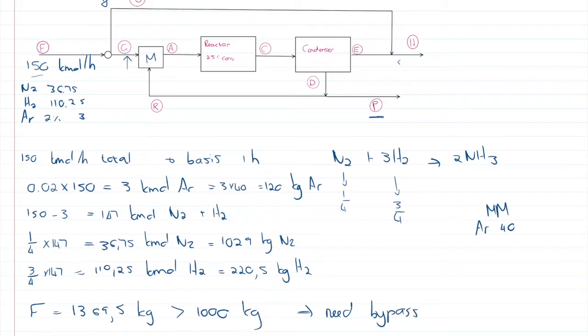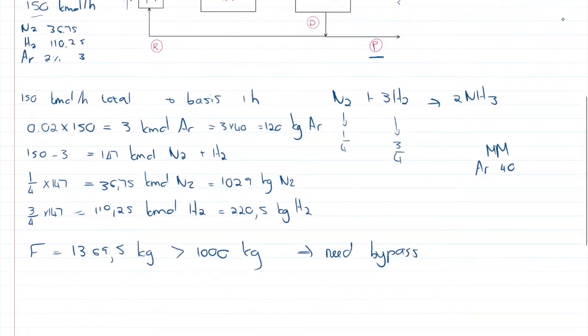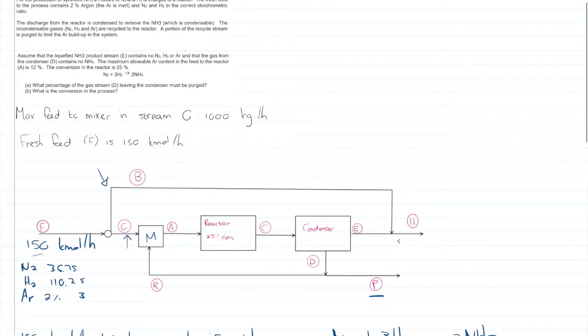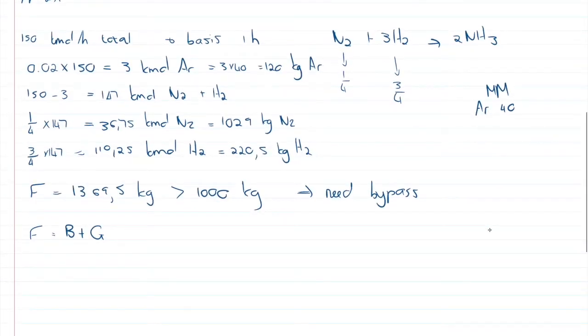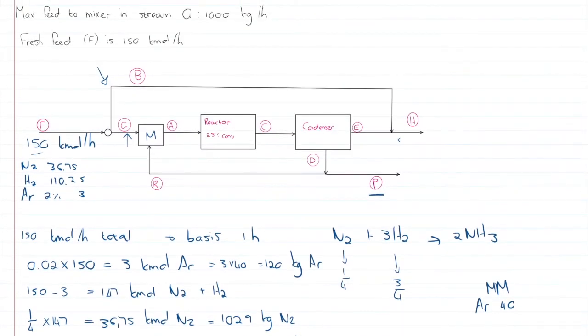Now, 1,000 of these kilograms can go into G and the rest must go into B. So F is B plus G. So I know that whatever doesn't go into G needs to go into B for each component. So we know that B is 369.5 kilograms total. Now, the other thing that we also know is that the composition of B, G, and F are all the same because it is simply a split in the stream. So nothing funny happens to the compositions. They're all the same.